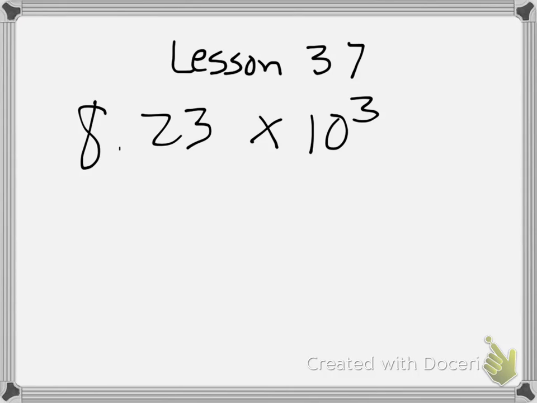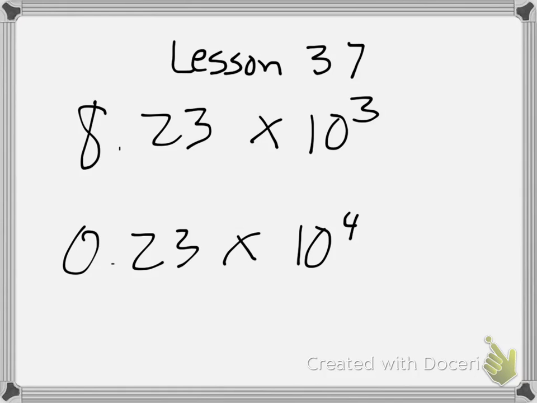Now keep in mind the decimal is always going to fall between the first significant digit and the second significant digit. But the significant digits have to be something other than 0. You can't have 0.23 times 10 to the fourth power. We can't have that because 0 is not considered a significant digit. It's got to be 1 or something else. So with the 8, it's got to be 8.23 times 10 to the third, or whatever it may be.